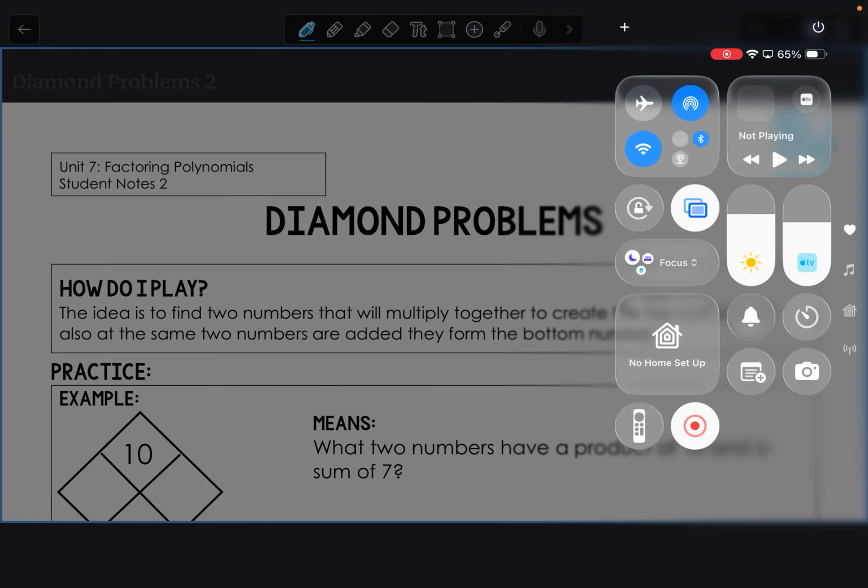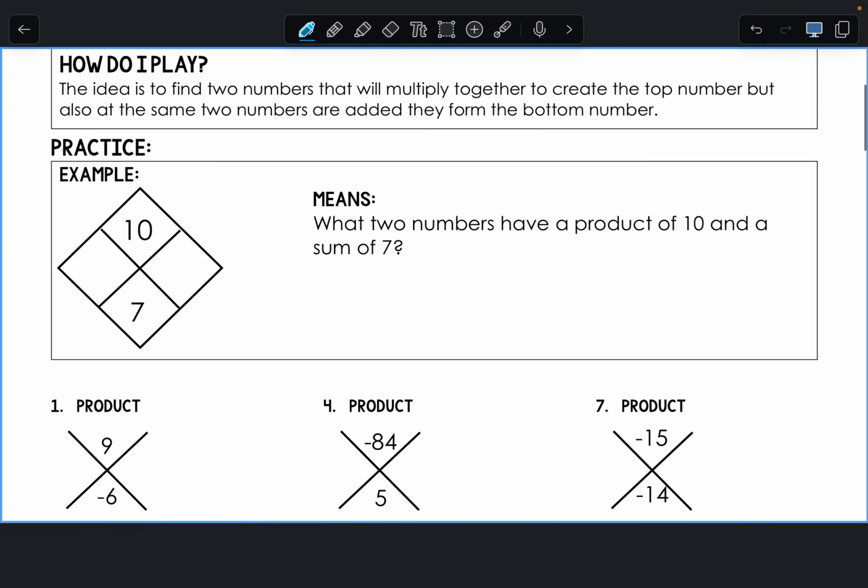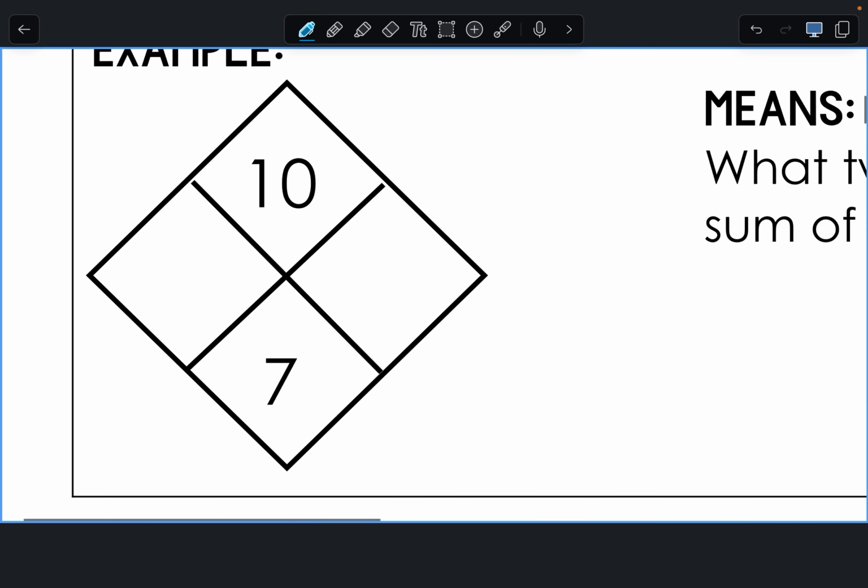So, diamond problems. How do you solve these diamonds? Figure out what two numbers multiply to get the top, but at the same time add to get the bottom. For 10 and 7, what was it? 5 and 2, or 2 and 5, doesn't matter. 5 times 2 is 10. 5 plus 2 is 7.